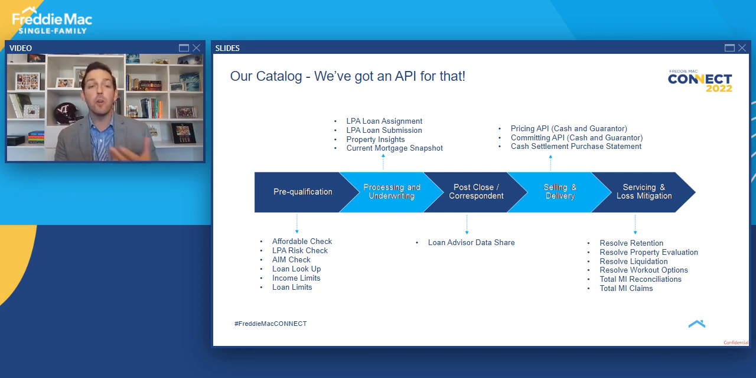And this is a good example of an API that can work in multiple phases, right? So we have it sitting here in the retail channel for use in pre-qual, but it also can apply in post-close correspondent.